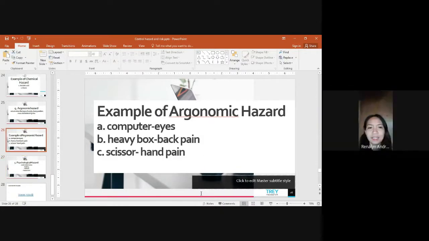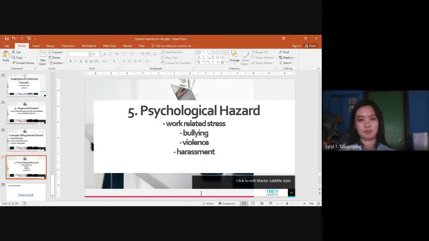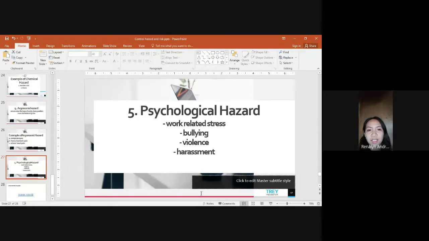So, lastly, psychological hazard. Psychological hazards are aspects of the work environment and the way the work is organized that are associated with mental disorder and or physical injury or illness. When psychological hazards are not effectively managed, they can negatively impact organizational measures, including productivity, absenteeism, and turnover.